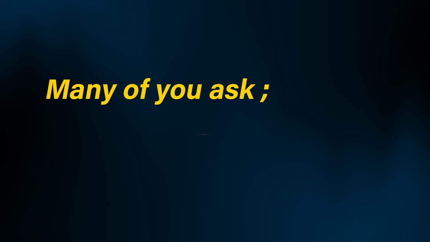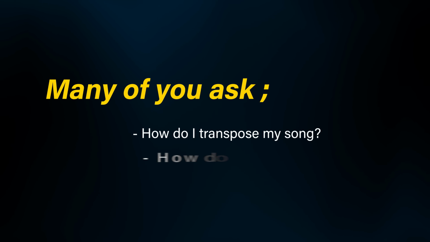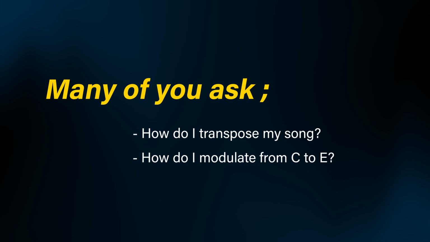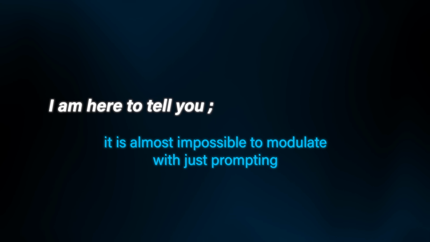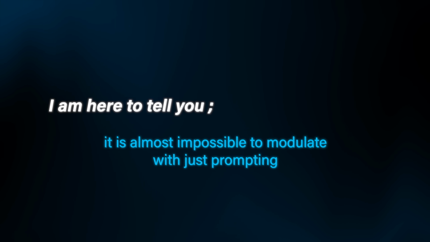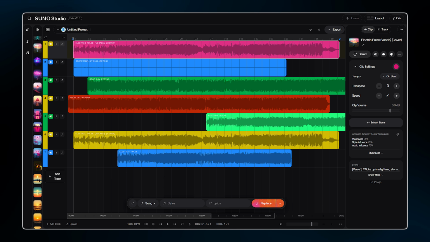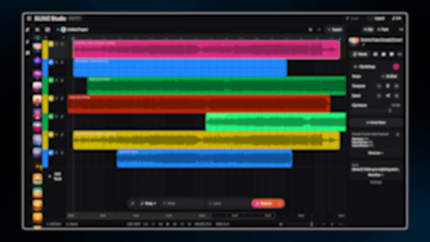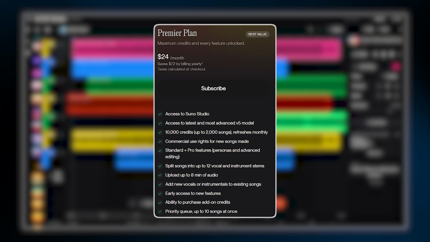Many of you ask, how do I transpose my song, or how do I modulate from C to E? I'm here to tell you right now, it is almost impossible to modulate with just prompting. But there is an option for exactly this purpose in the Suno Studio. And yes, you will need the Suno Premiere plan to access it.